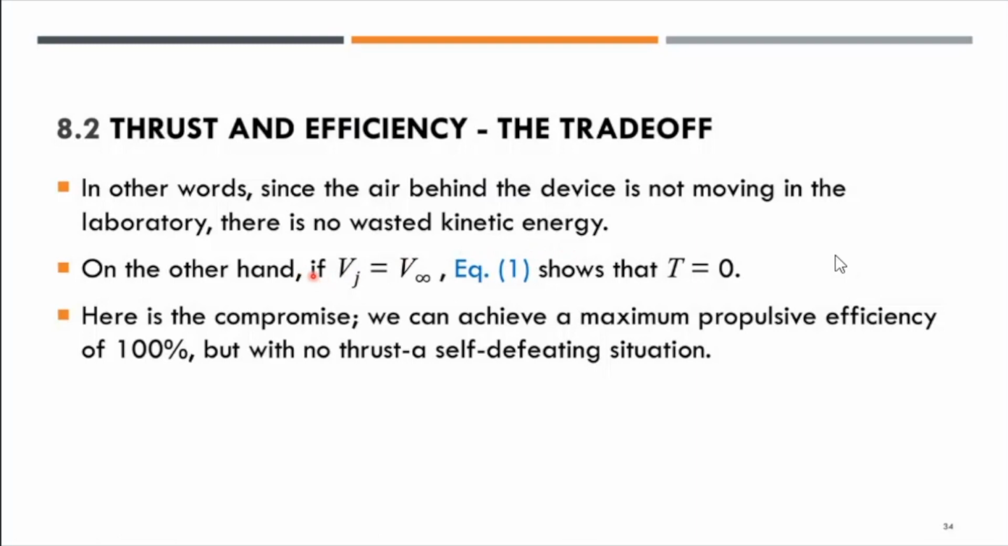On the other hand, if Vj equals V infinity, we know that there will be no thrust. Equation 1 will become 0. Hence, in this compromise, we can achieve a maximum propulsive efficiency of 100%, but with no thrust. A self-defeating situation. Because Vj minus V infinity equals 0 in the thrust equation, you will get no thrust.